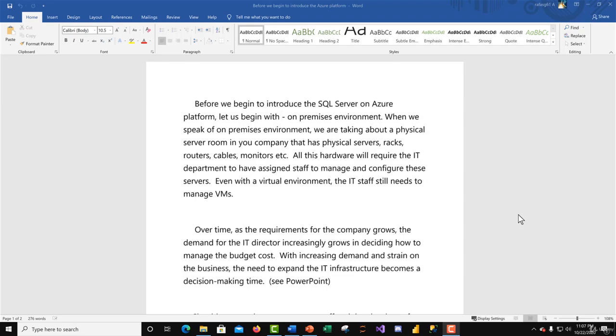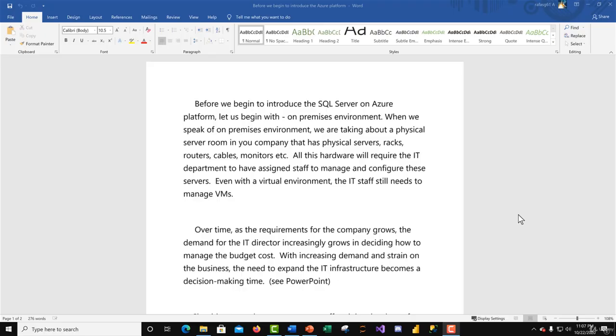My name is Rafael. Before we introduce the concept of SQL Server on Azure platform, let us begin with the on-premises environment and have a clear understanding of what that means as opposed to the cloud technology. When we speak of on-premises environment, we are talking about the physical server room in your company that has physical servers, the racks, the routers, the cables, the monitors, all that hardware that is associated in that server room is referred to as on-premises environment.